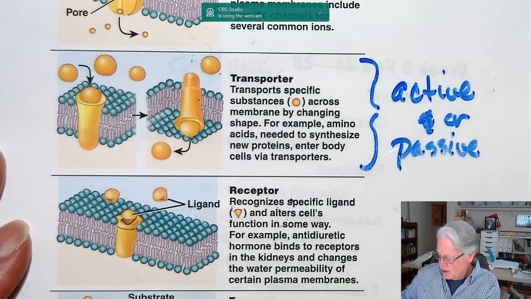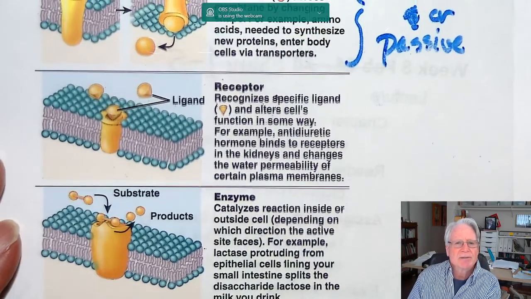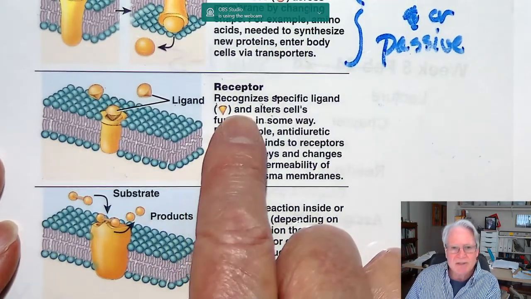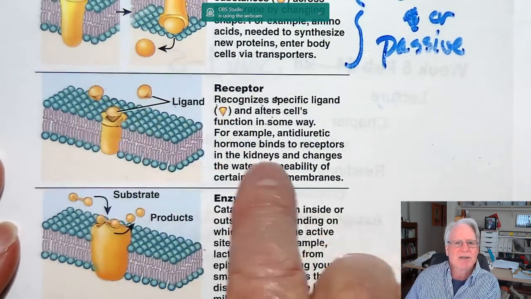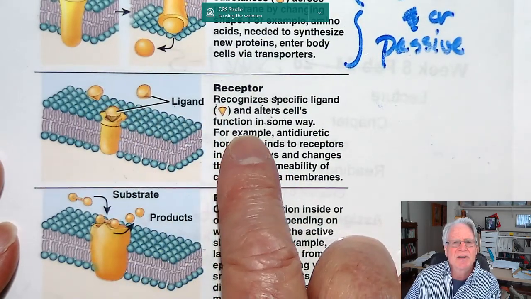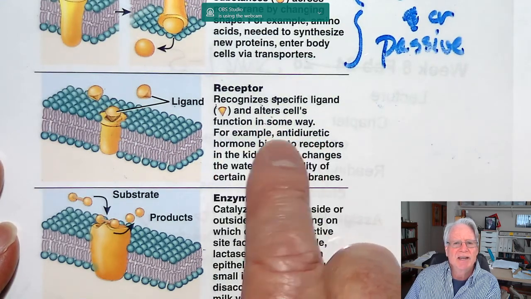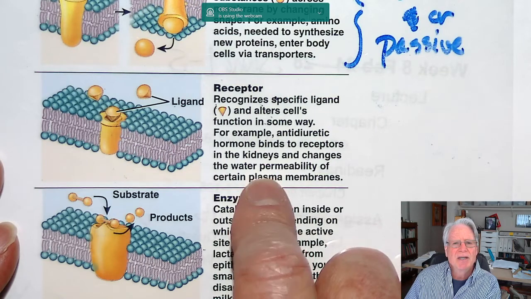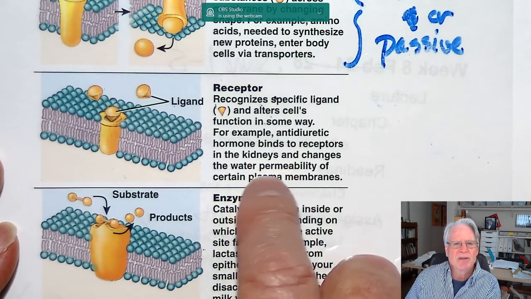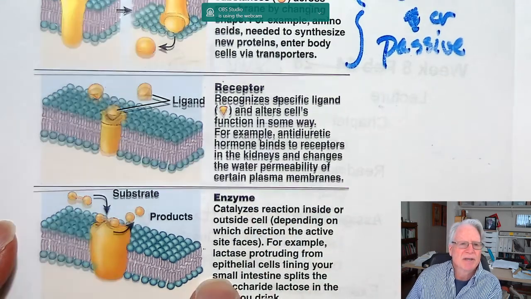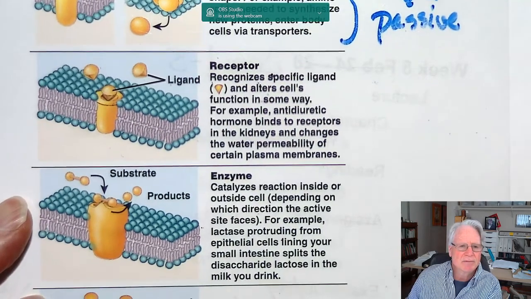Personally, I think I did a better job at drawing a change in shape than they did, so suck on that. All right, then there are receptor proteins, and these receptor proteins are things that the ligand attaches to, and then they change the function of the cell. They alter the cell's function in some way. So antidiuretic hormone is an example, and it changes the kidney cells' water permeability in the cell membrane of certain cells that line the tubule of the kidney.